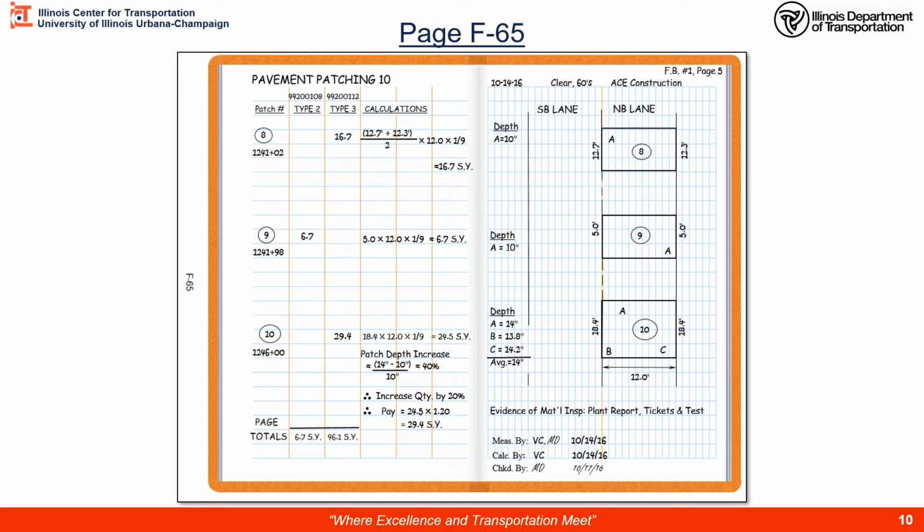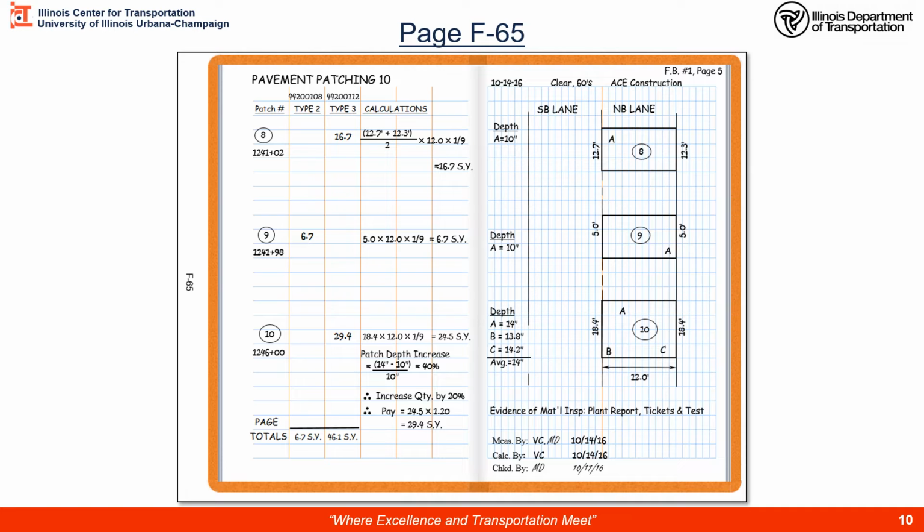Patch number 9 was 5 feet long. We took a depth check. It was also 10 inches. Great, that meets our plan, so there's no adjustment necessary. Take 5 feet times our width, 12 feet, and convert our units to square yards. We get 6.7 square yards. That is less than 15 but greater than 5, so it's a type 2. So we got 6.7 square yards as a type 2 patch for patch number 9.